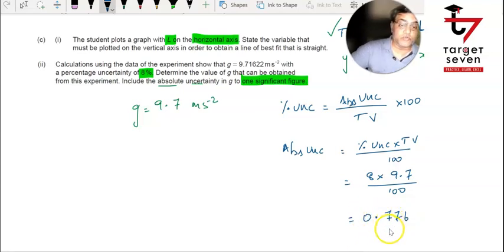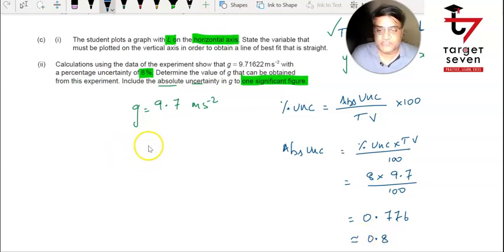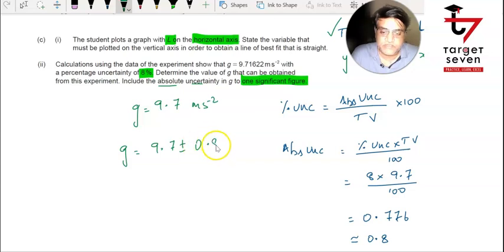0.776. We need to round this off to one significant figure, which means this can be expressed as 0.8, which means the value of g is now being reported as 9.7 plus or minus 0.8 meters per second squared.